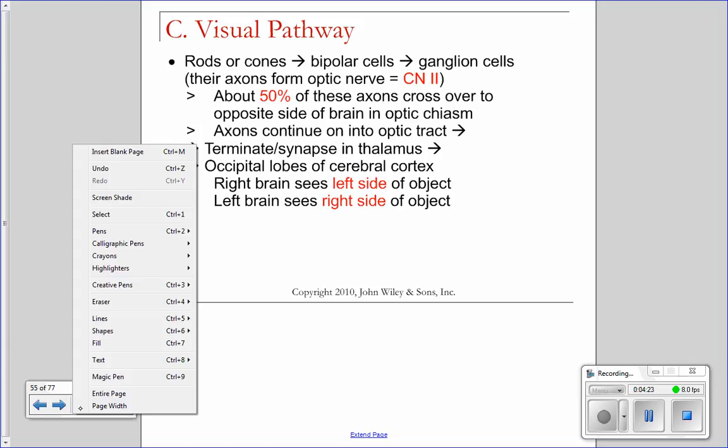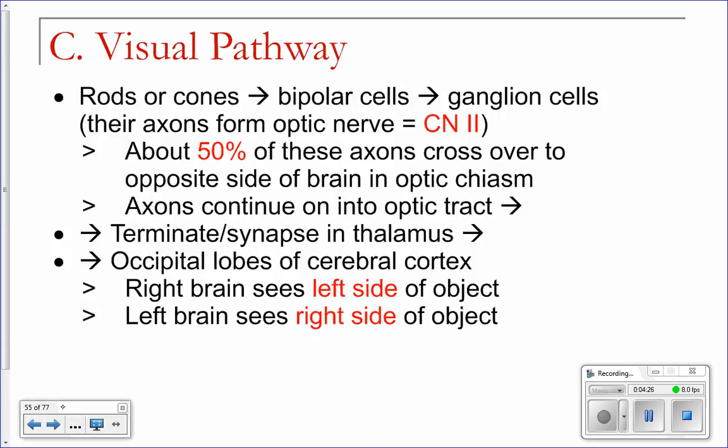Okay, so the next thing that you need is a pathway to take that electrical signal back to your brain, and you need a part of the brain to interpret it. So the rods and the cones send the signal to those bipolar cells, to the ganglion cells, and then those axons form the optic nerve, and that optic nerve is cranial nerve number 2. You'll need to know some of them, the major ones. So you should probably know that the optic nerve is cranial nerve 2.